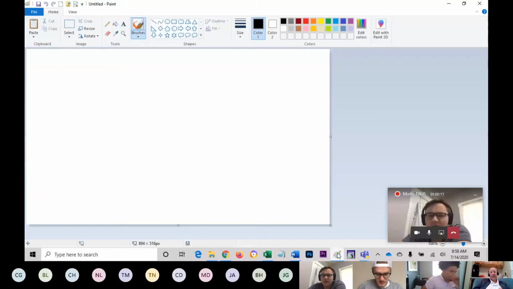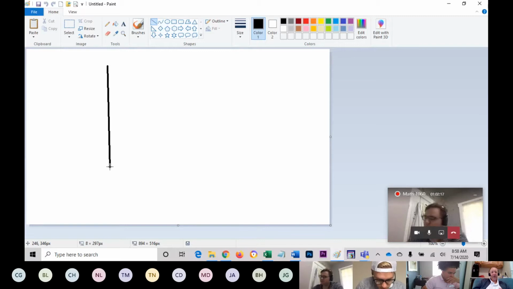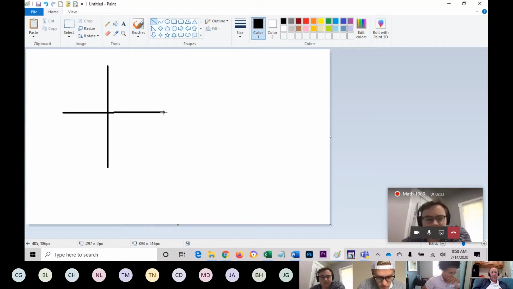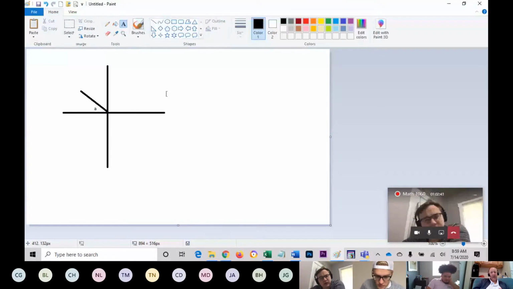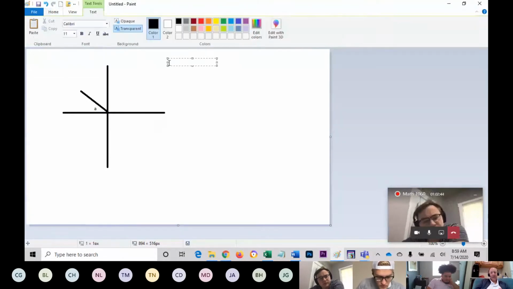So first thing we will probably want to do is start drawing our axes here. Okay, so we're in quadrant 2, right? Yep. We've got some sort of an angle here. We're going to call this alpha. Now we know that the tangent of alpha equals negative 4 divided by 3.